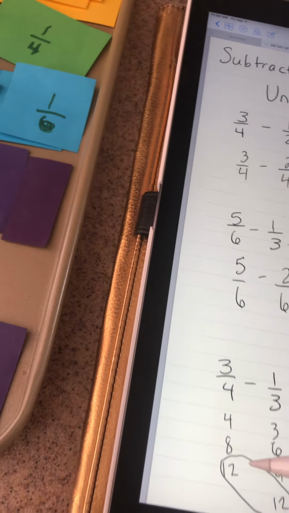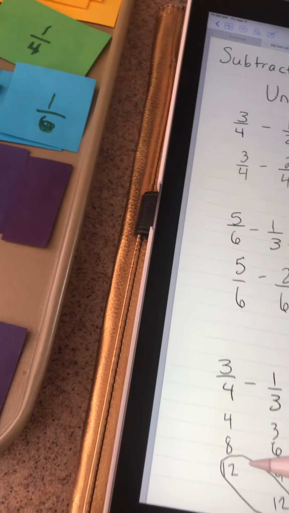Since we had to multiply 4 by 3 to get 12, we need to multiply 3 times 3 to get 9. Since we had to multiply 3 times 4 to get 12, we need to multiply 1 times 4 to get 4. And now we have common denominators, something we can work with, and that says 9/12 minus 4/12 is 5/12. So the difference between 3/4 and 1/3 is 5/12.